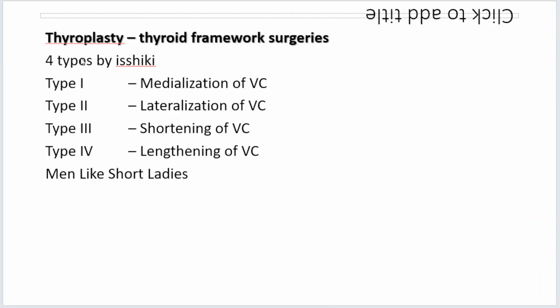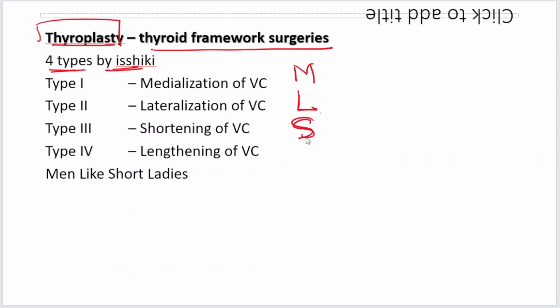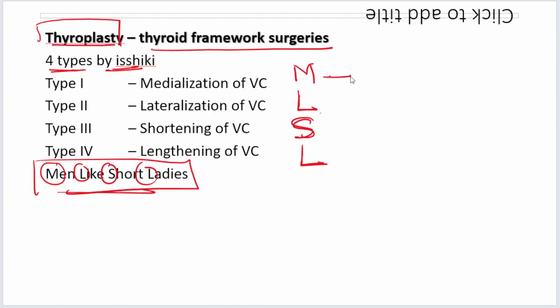Now coming to thyroplasty. Thyroplasties are also called thyroid framework surgeries. They are divided into 4 types by Isshiki. You can remember it by medialization of the vocal cord, lateralization of the vocal cord, shortening of the vocal cord, and lengthening of the vocal cord. So you can remember it by the mnemonic men like short ladies. I hope you can remember this. Men like short ladies. M stands for medialization, L stands for lateralization, S for shortening, L for lengthening of the vocal cord. So I'll repeat again. Medialization is type 1, type 2 is lateralization, type 3 shortening, type 4 is lengthening.